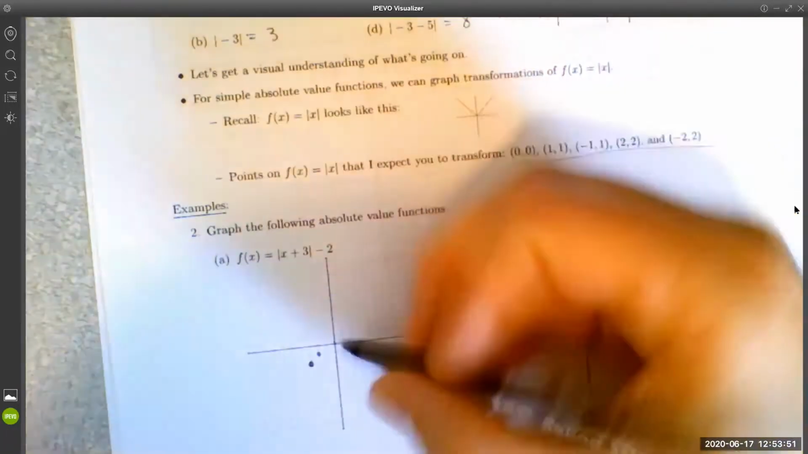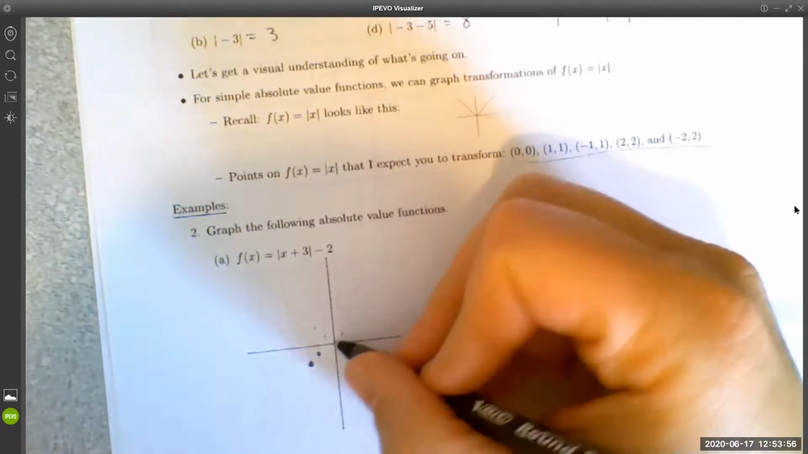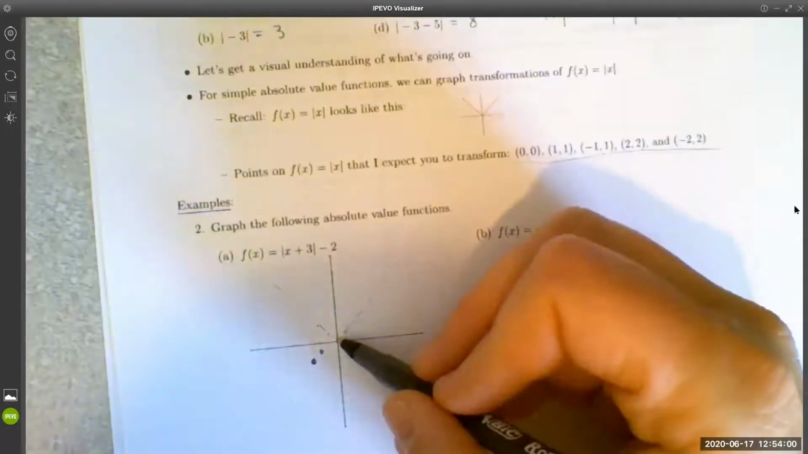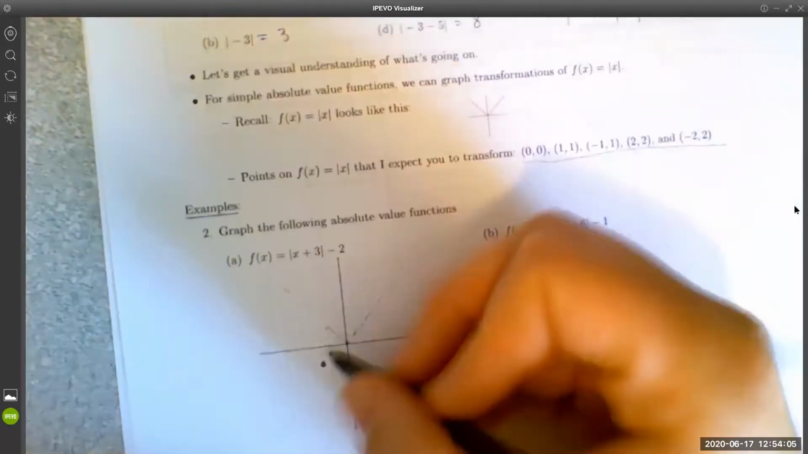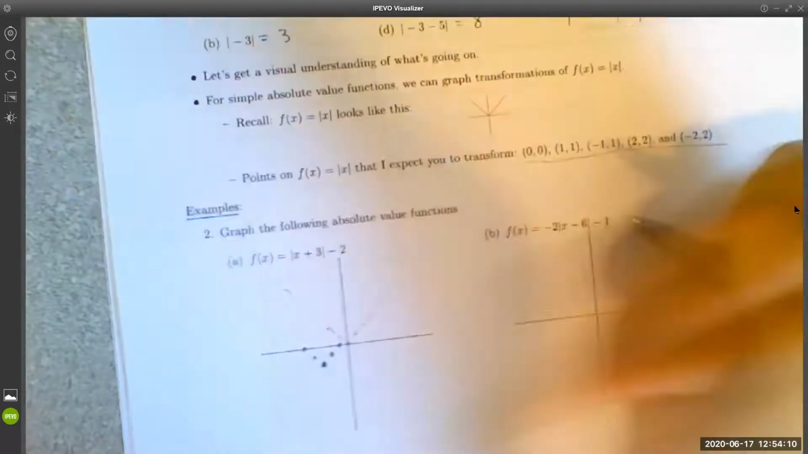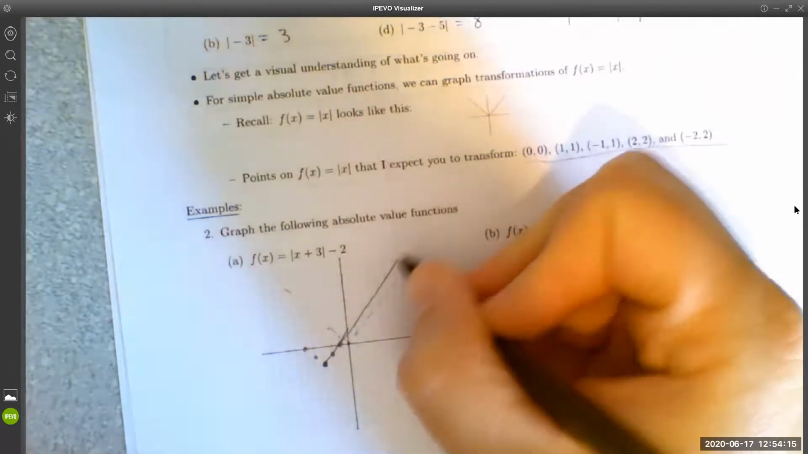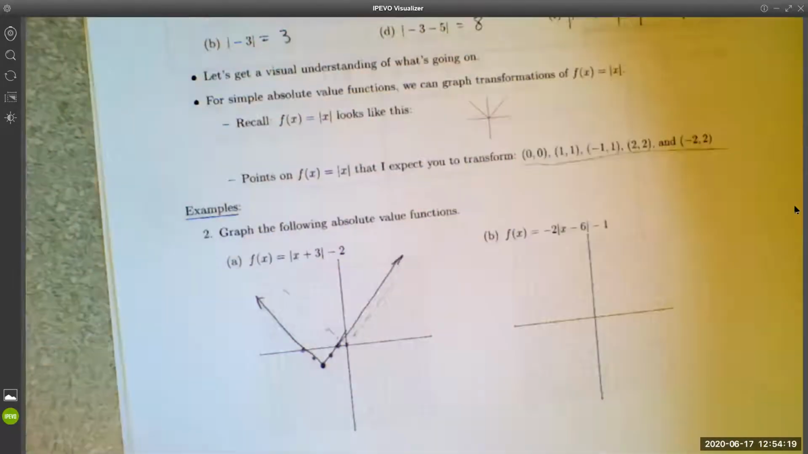So if the parent function looks like this, right? If that's what the parent function looks like, then the new function is just going to be this whole thing shifted down 2 and left 3. And so then you can kind of figure out that, oh, well, the other points must just look like this, right? Anyway, so you get something like that. Okay, so that's that one.